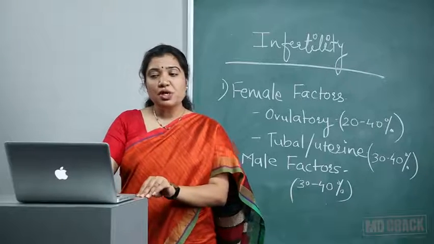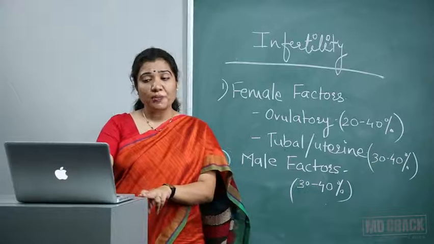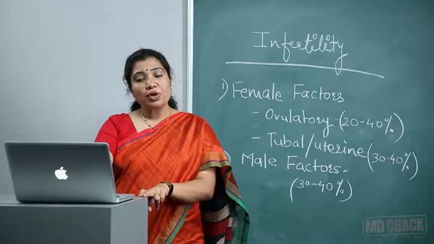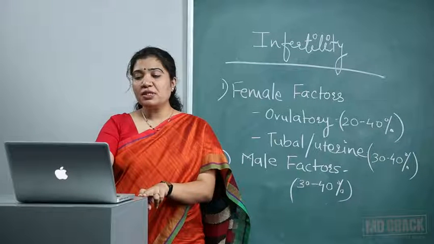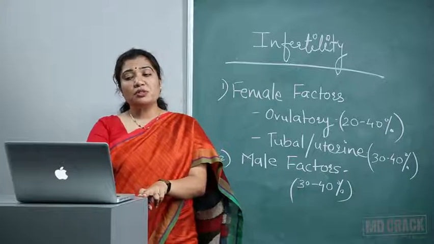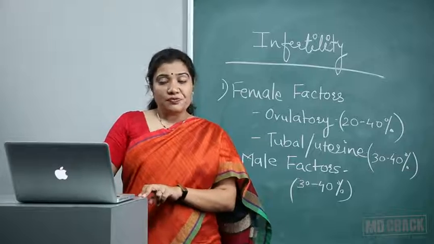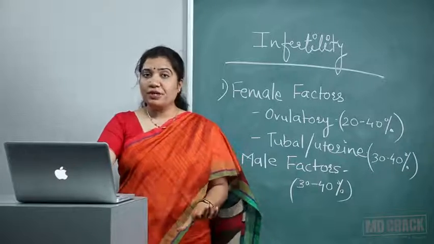Other drugs used are HMG, GnRH. In case of hyperprolactinemia, bromocriptine and cabergoline, corticosteroids in congenital adrenal hyperplasia, tamoxifen is very rarely given, metformin and letrozole in case of hyperinsulinemia and insulin resistance. So this finishes most of the part of female infertility.